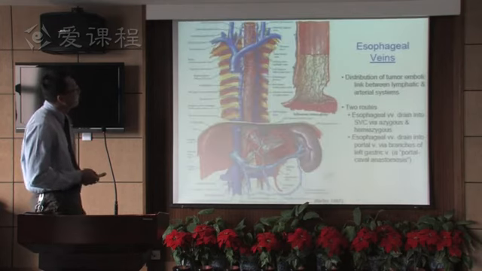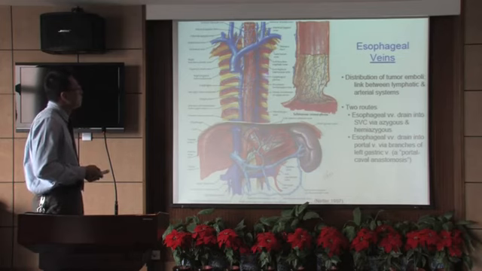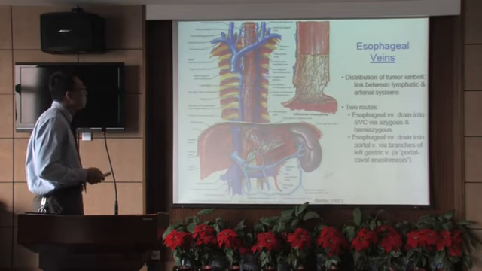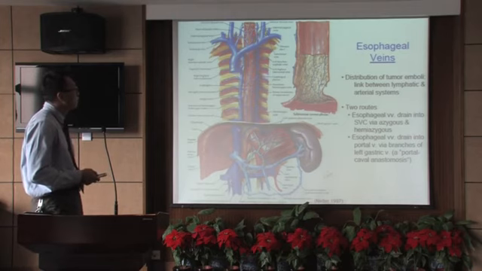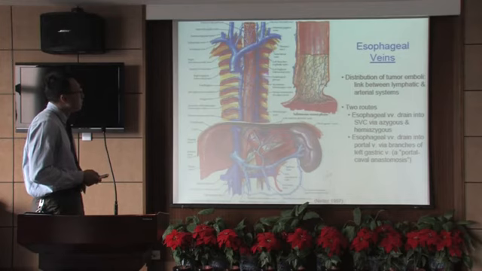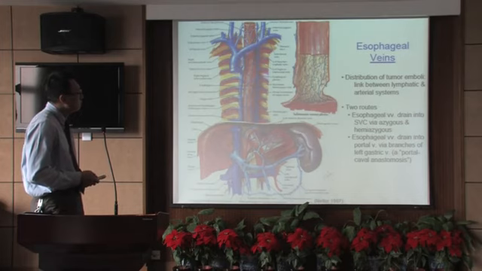The esophageal veins. Esophageal veins distribute tumor emboli and link the lymphatic and arterial systems. There are 2 routes. Esophageal veins drain into the superior vena cava via the azygos and hemiazygos veins. Esophageal veins also drain into the portal vein via branches of the left gastric vein.